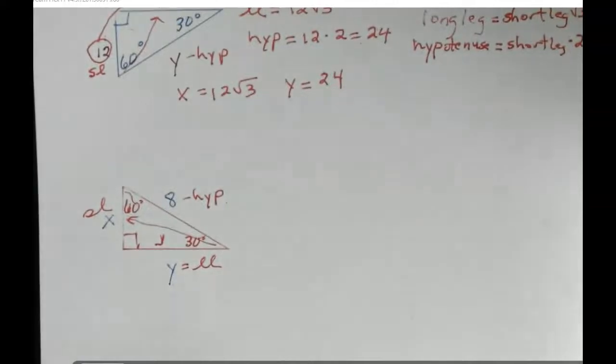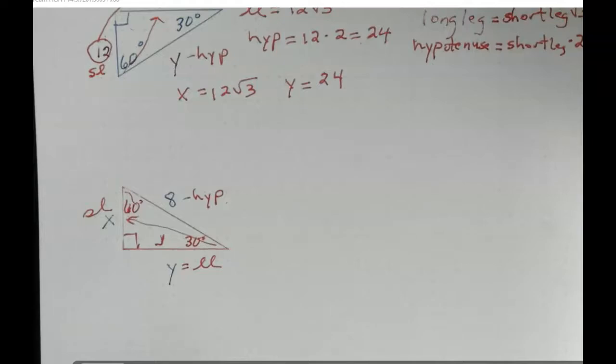Now when we're looking for the short leg, then we have to divide. Okay, so it's going to be the opposite. When given a short leg, we multiply. When given the long leg or the hypotenuse, we have to divide.